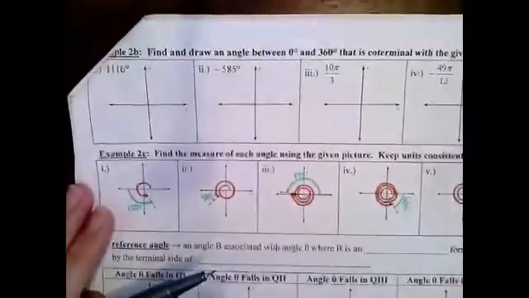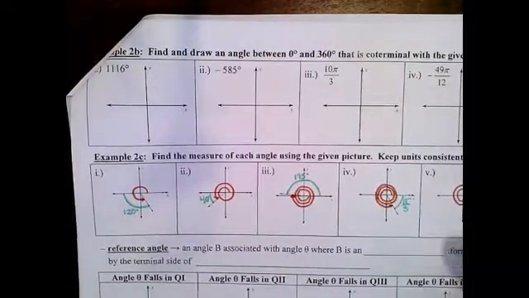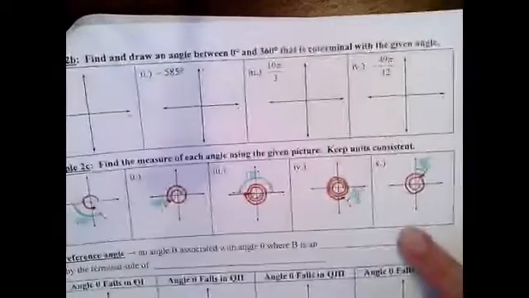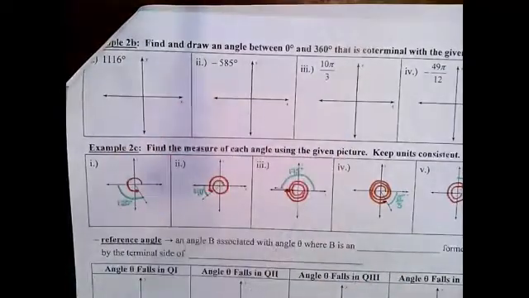Okay, next page is we're going to actually draw the angles. So example 2b, we're going to find and draw an angle between 0 degrees and 360 degrees that's coterminal with the given angle. So we have to be between 0 and 360. And what's going to happen is we're going to end up with these swirlies.